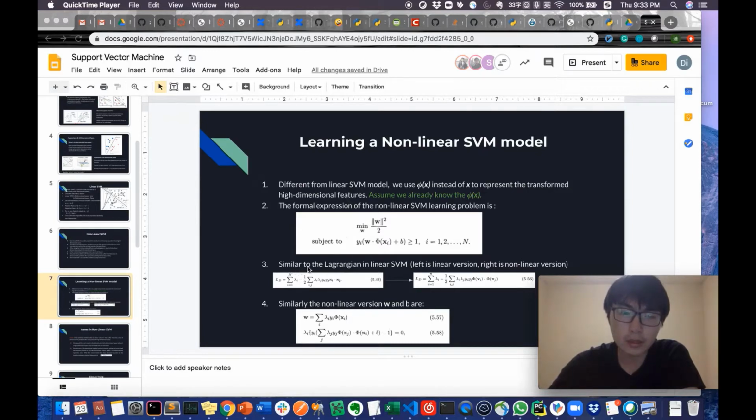And it is similar to the Lagrangian in linear SVM. The left is the linear version and the right is the nonlinear version. We can easily notice the difference: the left one has xi dot xj, but the right has phi(xi) dot phi(xj). And similarly, the nonlinear version w and b are like below. So basically, for the nonlinear SVM model, the learning part is similar to the linear part.